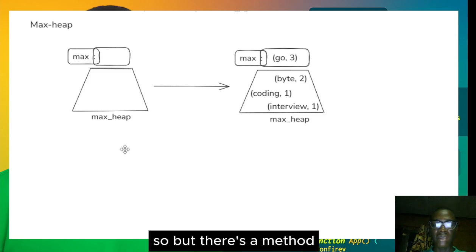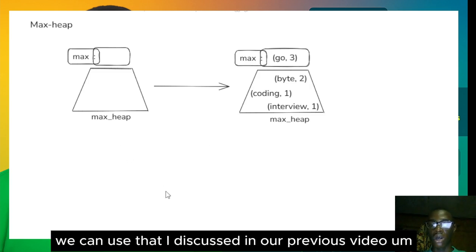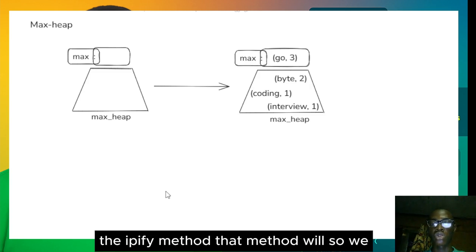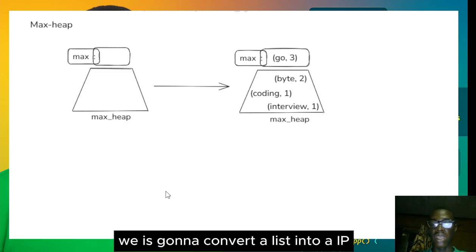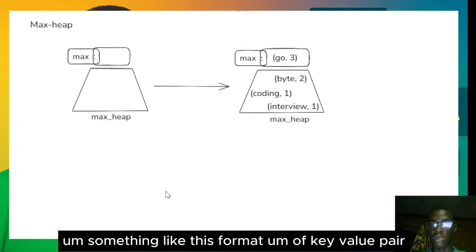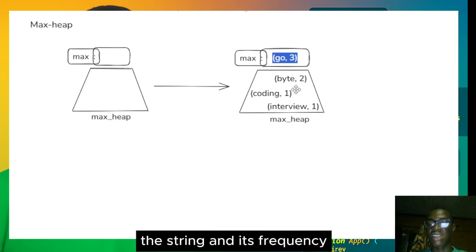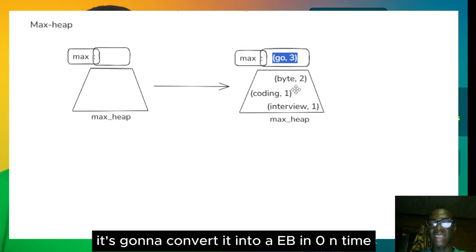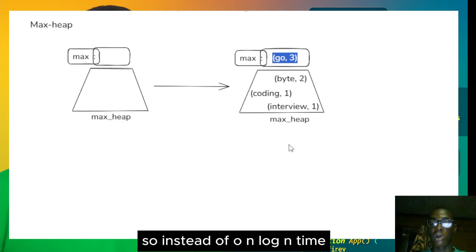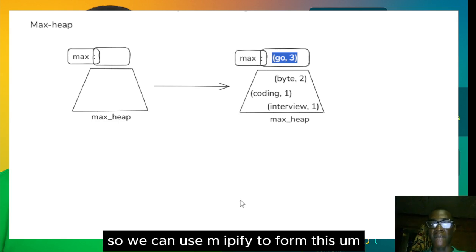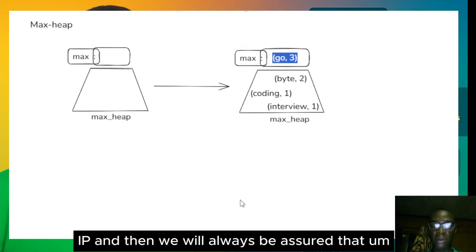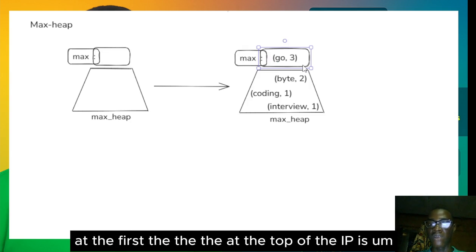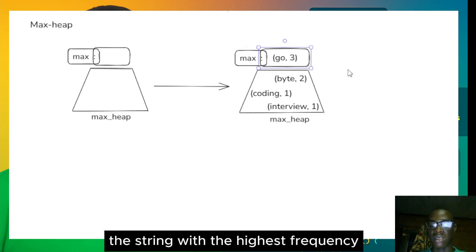But there's a method we can use that I discussed in our previous video, the heapify method. That method is gonna convert a list, a list of strings in a format of key value pairs, you know, the string and its frequency, into a heap in O(n) time, instead of O(n log n) time. So we can use heapify to form this heap, and then we will always be assured that at the top of the heap is the string with the highest frequency.